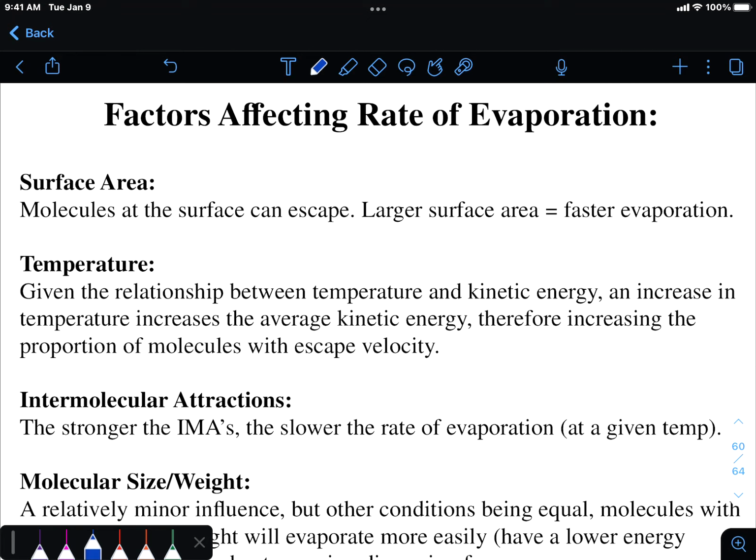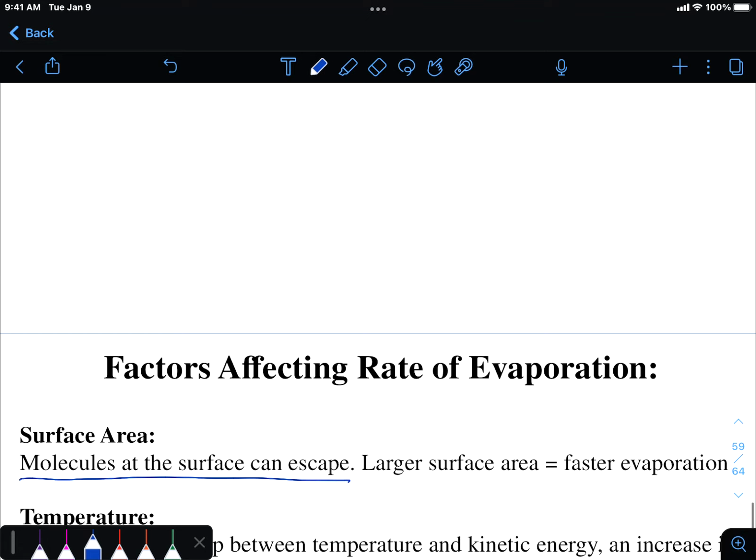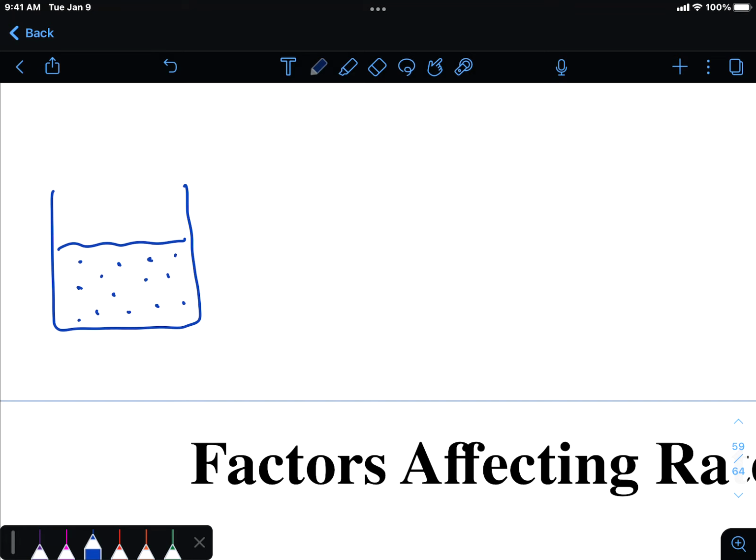So what you need to understand about evaporation is that only molecules at the surface can escape. So I'm going to use the space above here and draw you a picture. If we have a beaker of water, that beaker of water obviously is filled with water molecules throughout, but only the molecules at the top are the ones that can leave. Because if it's not at the top, if it moves, it's not really leaving.